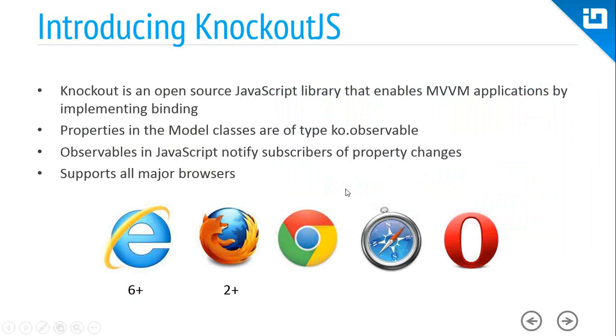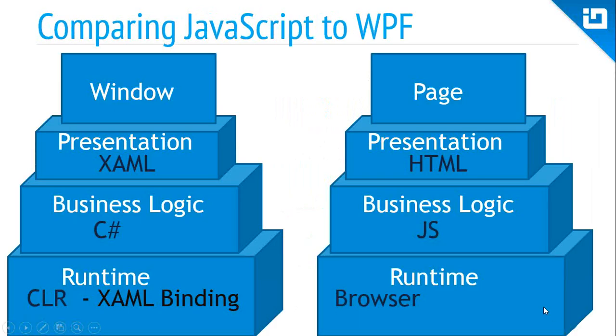So let's take a quick comparison between the working of MVVM in WPF and JavaScript. If you look here, in the case of WPF, you have a window that is finally shown to the user. Below that is the presentation layer, nothing but the XAML that you've been writing, with the element tags. And then you have the business logic. Basically, you wrote the view model in C#, and there is a runtime called the CLR, which takes care of the binding between the XAML and your view model written in C#.